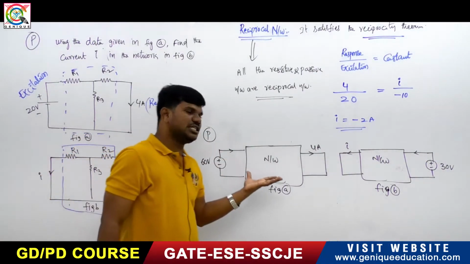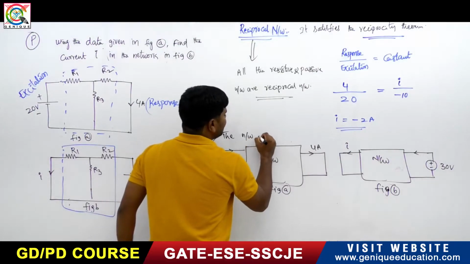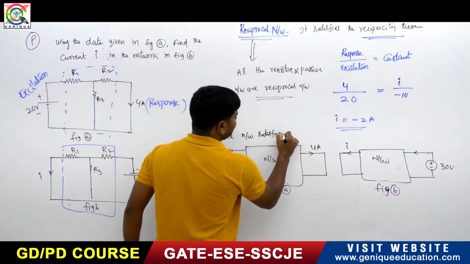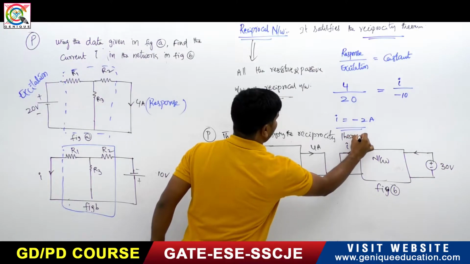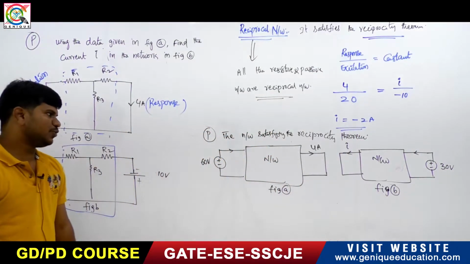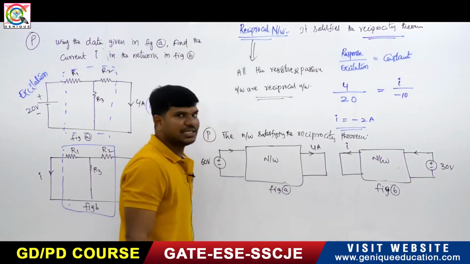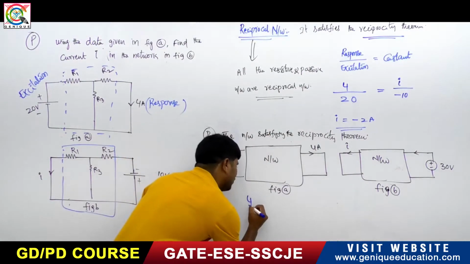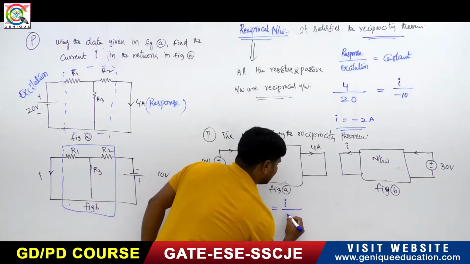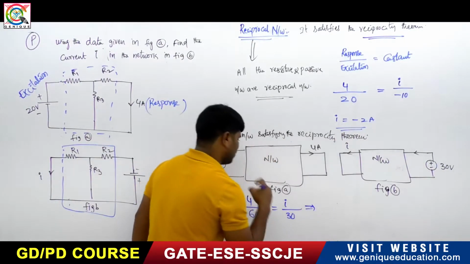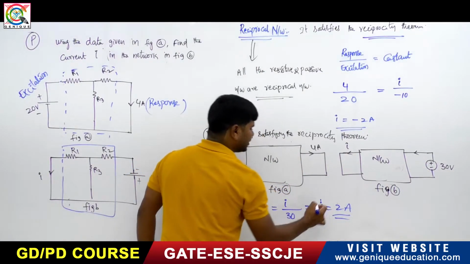So how can we write? By using the reciprocity theorem, and he says the network is satisfying the reciprocity theorem. Okay. So if the network satisfies the reciprocity theorem, then how can we get it? The response to excitation ratio must be constant. What is the response here? Here 4 divided by 60 is equal to, what is the response here? Here I divided by 30. Okay. So from this, what can we write? So I is equal to 2 amperes. Here I is equal to 2 amperes like this.